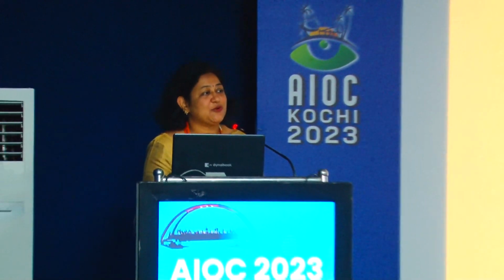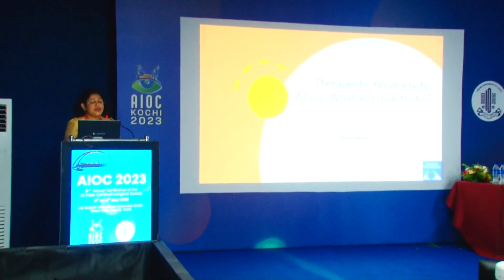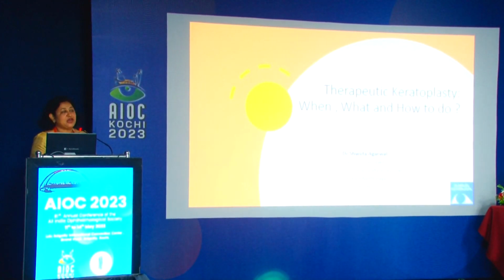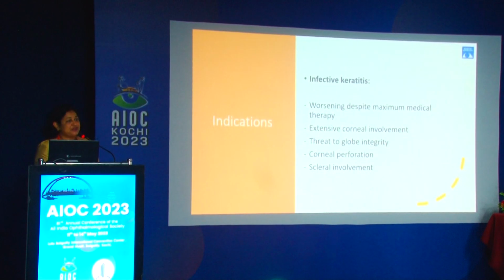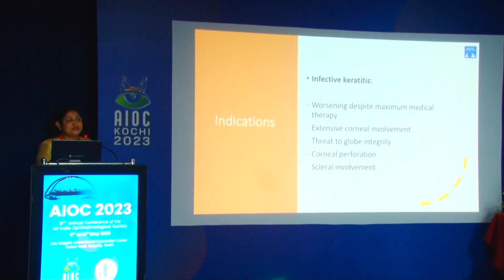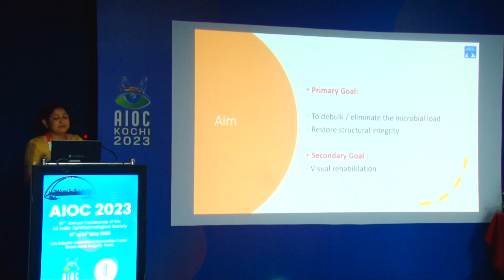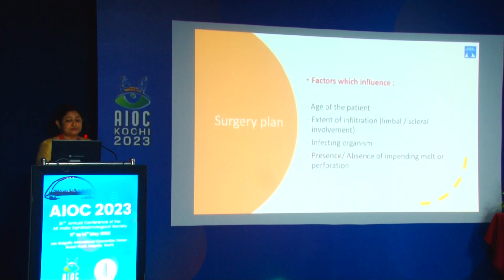Coming to the last talk of this IC: therapeutic keratoplasty, when, what, and how to do. We all know that TPK is usually done in patients with infective keratitis, in cases where there is worsening despite maximum medical therapy, extensive corneal involvement, a threat to global integrity, corneal perforation, or the patient presents with scleral involvement. The primary goal is to debulk or eliminate the microbial load to restore structural integrity. Secondary would be visual rehabilitation.